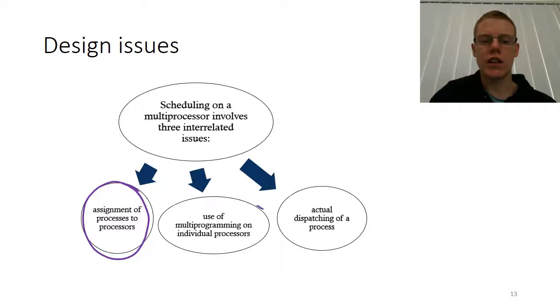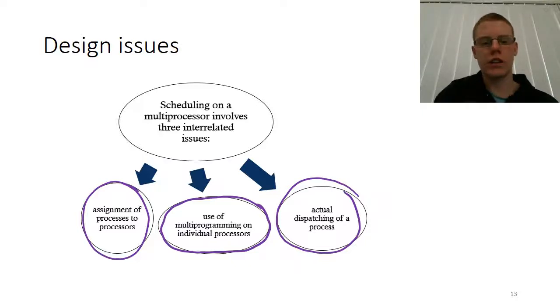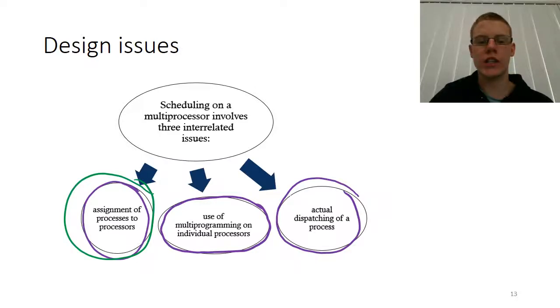The second is how we use multi-programming on each of the individual processors. We discussed last week scheduling on a uniprocessor, and a lot of those same issues still exist even when we have multiple processors, for each individual CPU. And finally, we have issues related to the actual dispatching of the process. Now, the only thing that we are going to discuss in this video is the first, and we're going to give a brief introduction. The last two will be discussed in lectures.